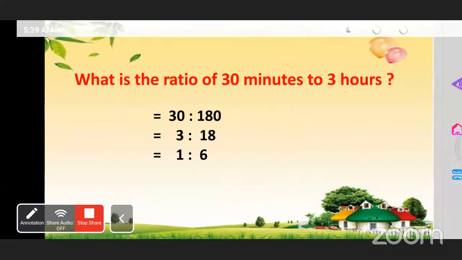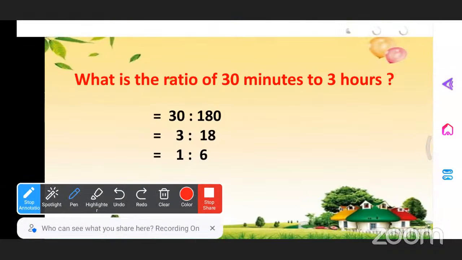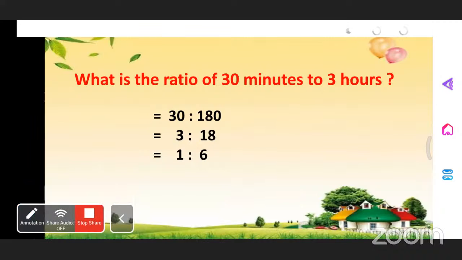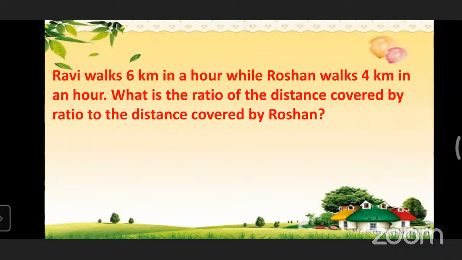So this is the step. You can change 3 hours into just 180 minutes. So that's why 180 minutes. So that's why 30 is to 180. So the answer is 1:6 is the ratio. Okay, Kana? Okay, I move to another sum. Yes, ma'am. Okay, Kana.